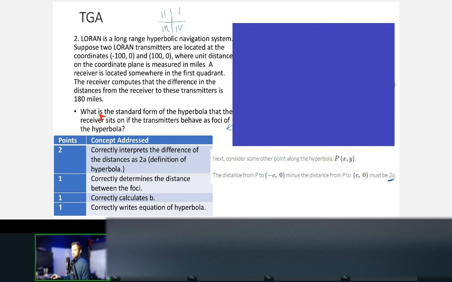Second part says, what is the standard form of the hyperbola that the receiver sits on if the transmitters behave as foci of the hyperbola? So that's important. It talks about up here the difference in the distances to these transmitters is 180 miles, and it tells you those transmitters act as the foci points of the hyperbola. Sounds super easy, right?